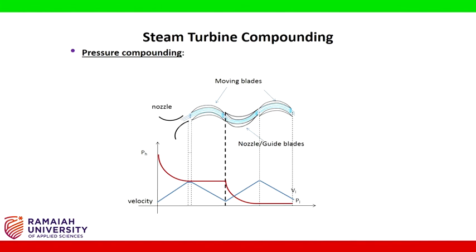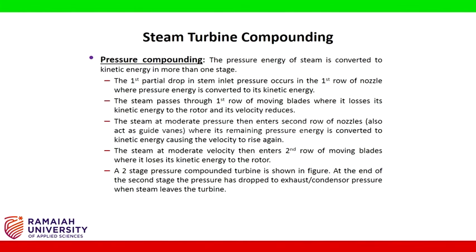Pressure compounding. The pressure energy of steam is converted to kinetic energy in more than one stage. The first partial drop in steam inlet pressure occurs in the first row of nozzles, where pressure energy is converted to kinetic energy. The steam passes through the first row of moving blades, where it loses its kinetic energy to the rotor and its velocity reduces.